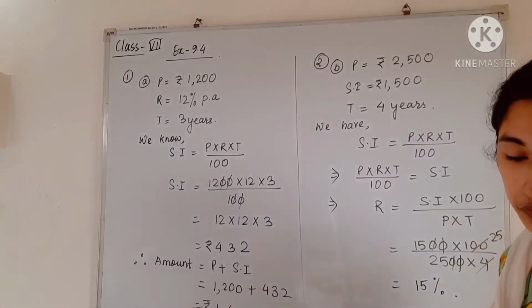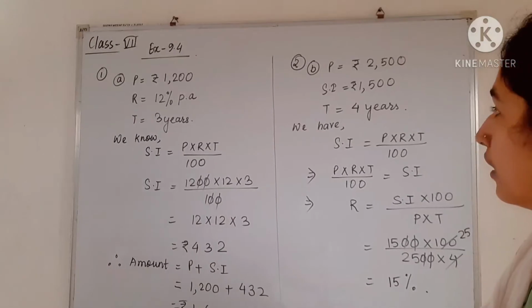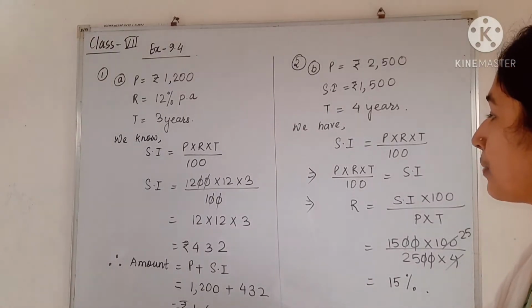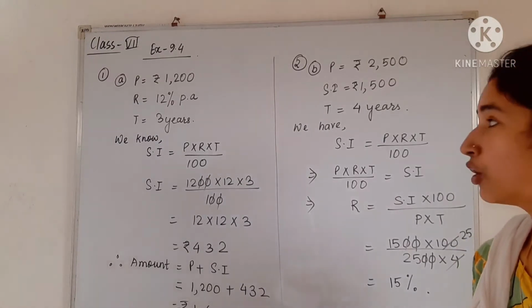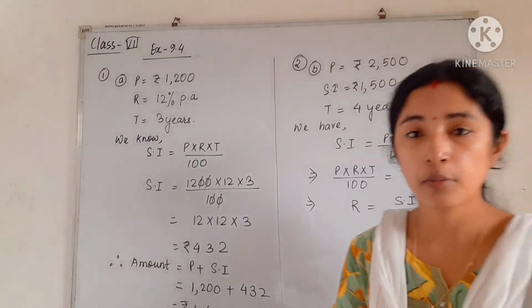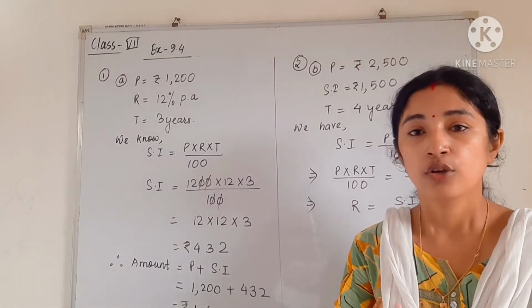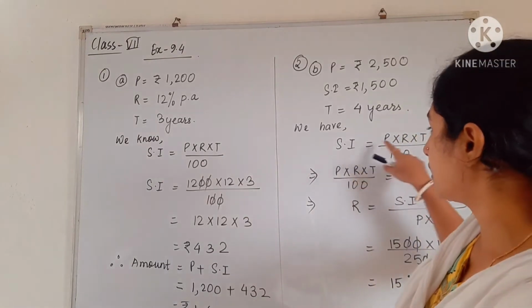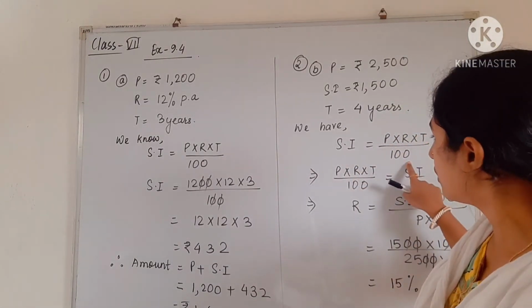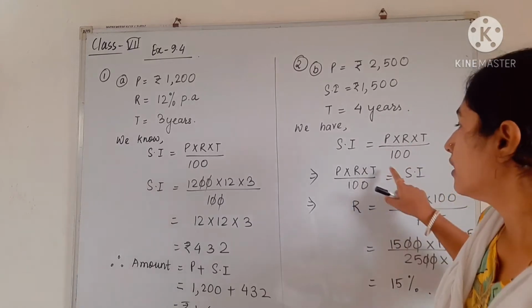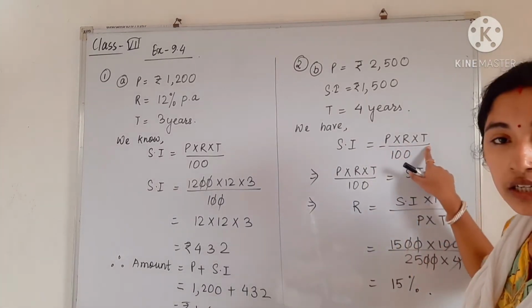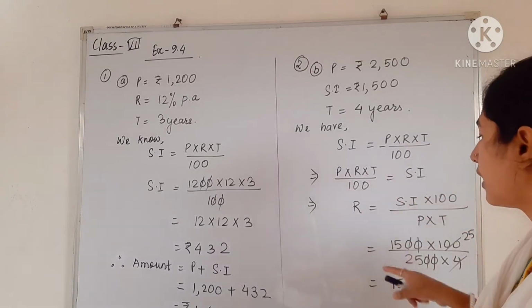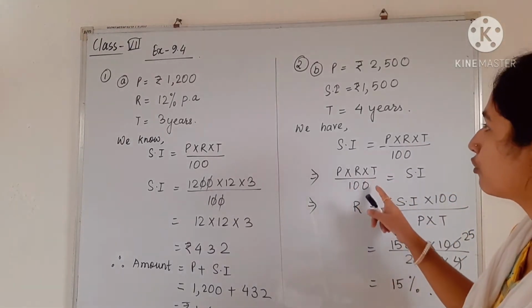Similarly, see in question number 2, part b: principal, simple interest and time are given and we have to find the rate. You will see in the book there are many formulas. Using this formula, SI is equal to P into R into T by 100, we can find any one of them. That is, we can find P, we can find R, we can find T. Here we have to find the rate.